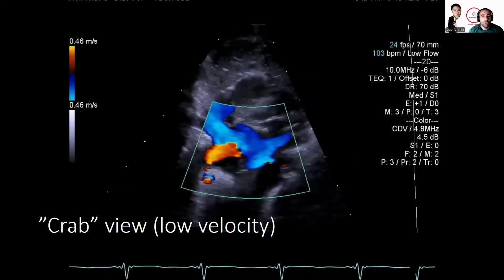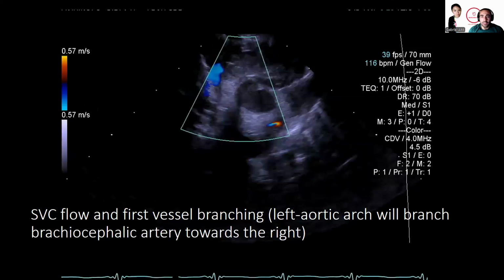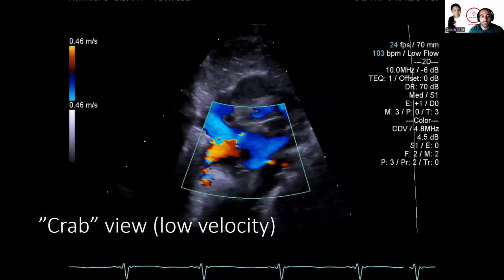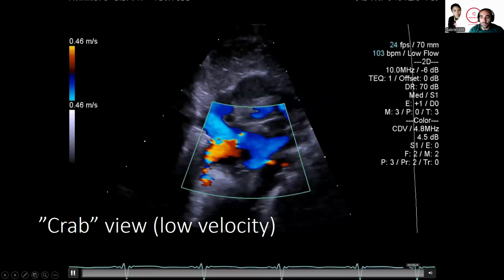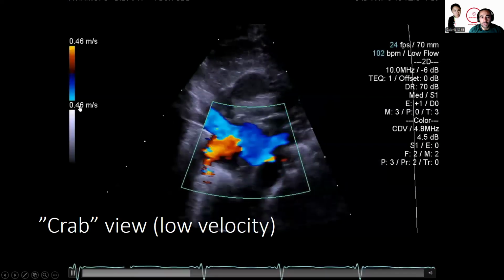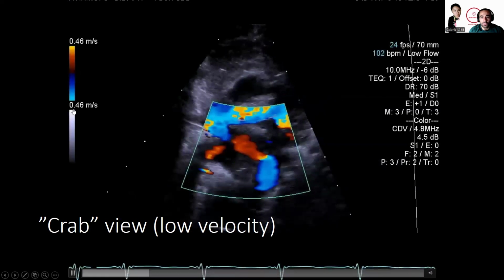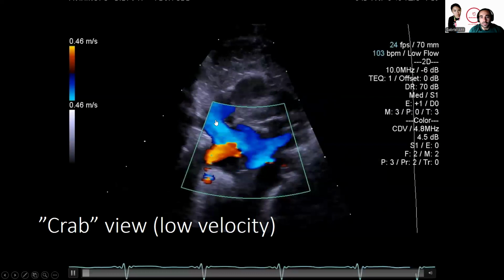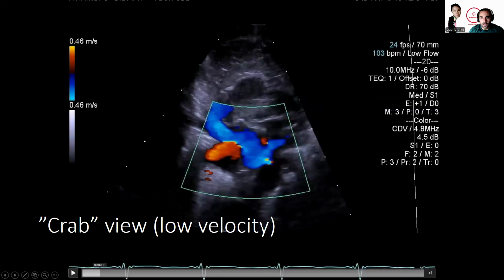You can use this view also, the short axis, if you're angulating more anteriorly, so more towards the skin, to get something called a crab view, which is a view of the pulmonary veins. And you can see and appreciate here that because it's a venous flow, we go towards a much lower Nyquist. And you can see here the right-sided pulmonary veins, 1 and 2, and the left-sided pulmonary veins, 1 and 2. So we have the upper veins and the lower veins that are draining into the left atrium.